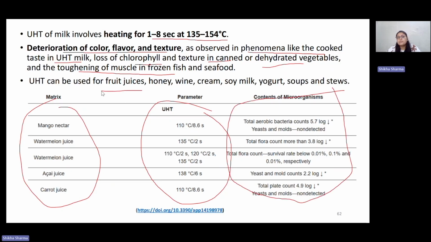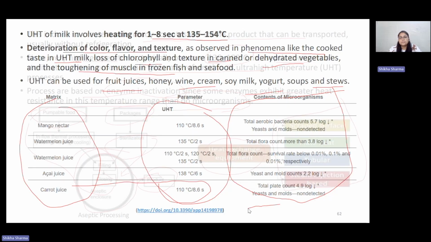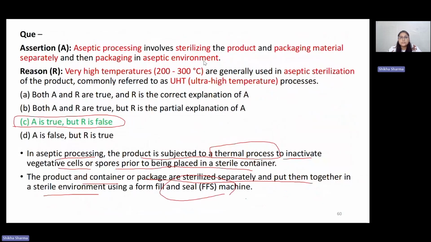UHT can be used for fruit juices, honey, wine, cream, soya milk, yogurts, soups, and stews. Like if we talk about carrot juice, 110 degrees Celsius for 8.6 seconds is done to reduce the plate count to 4.9 log and the yeast and mold to a non-detected level. So here the reason given says 200 to 300 degrees Celsius. It is wrong because in UHT we don't go to this high a temperature.